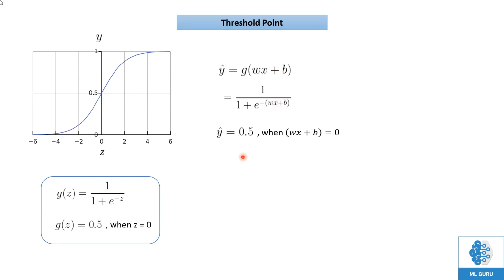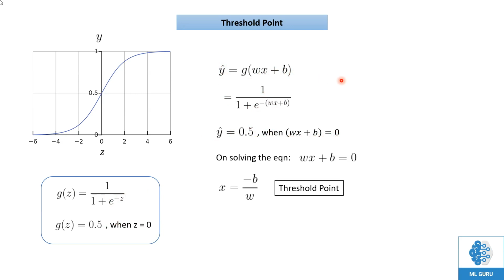So for our case, our sigmoid function, which is denoted by y hat, or our prediction, will output 0.5 when wx plus b becomes 0, because this z here denotes wx plus b. Now on solving this equation, we get the value of x equal to minus b by w, and this particular value of x is known as the threshold point.